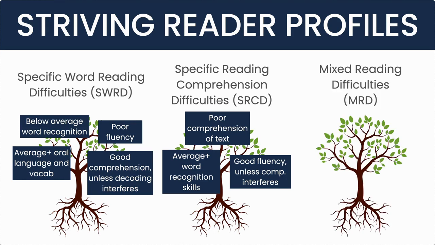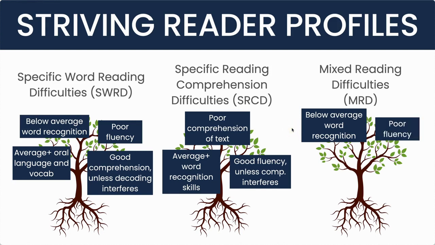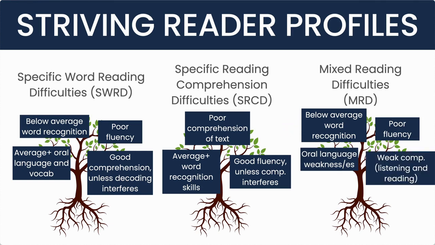And then our last little tree is our mixed reading difficulty tree. And these kiddos actually have trouble reading words and comprehending text. So they have below average word recognition, poor fluency, at least one area of weakness in oral language, just language as a whole, and then weak comprehension, both listening and reading. So same thing goes for the specific reading comprehension difficulty. You're going to see that their listening comprehension is low and their reading comprehension is low.